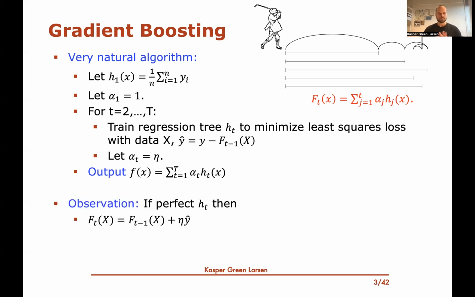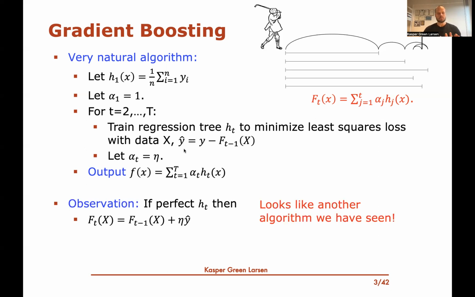Okay, so the observation we see here is that this is going to train a regression tree and it's trying to predict these labels y hat. And let's just pretend for now that this regression tree managed to perfectly predict these labels. If it did, then because we're adding ht to our combination of regression trees here, the new regressor that we get afterwards is the previous one plus alpha t, that's eta, times this label vector y hat.